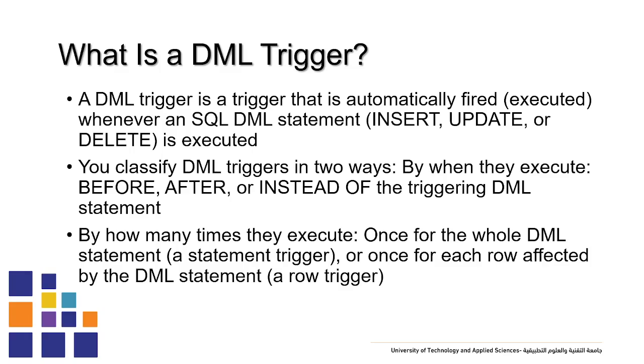We can classify DML triggers in two ways: by when they execute, before, after, or instead of the triggering DML statements; and by how many times they execute, once for the whole DML statement, a statement trigger, or once for each row affected by the DML statement, a row trigger.